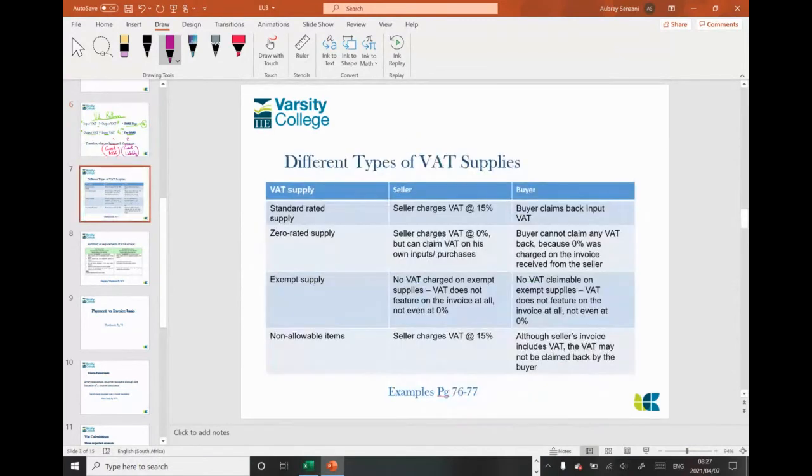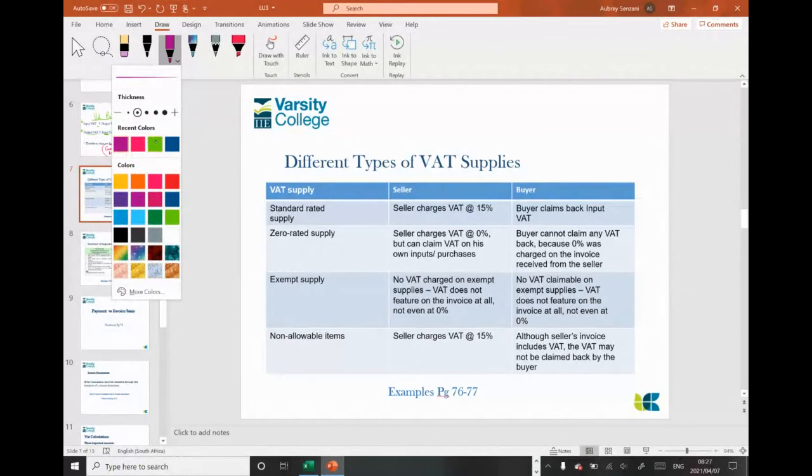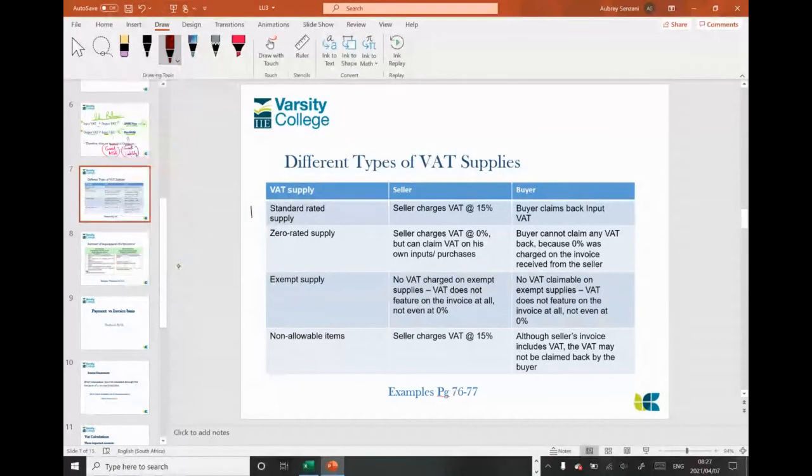Let's proceed. The other thing we need to take cognizance of is that when it comes to VAT, we have different VAT supplies, in other words, different VAT categories. We have standard rated supply. So what happens with standard rated? Number one. Let me use a different color. Let's try this. I've never used this before.